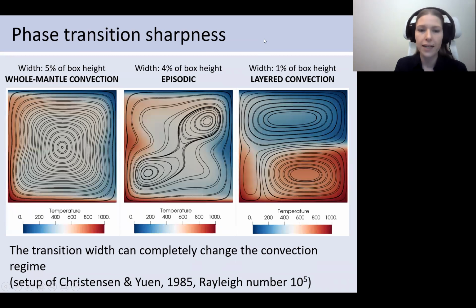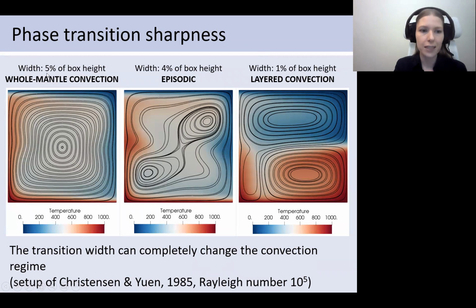We also saw that this effect is really strong in our own models. So what we see here are convection models in a 2D box with a setup of Christensen and Yuen in 1985. They have a Rayleigh number of 10 to the 5. They are heated from the bottom and cooled from the top. We see the temperature as background colors, and then the black lines are the streamlines of the flow. These are 3 different models. They all have a phase transition in the center of the box, and what's different between the models is just the width of the phase transition.